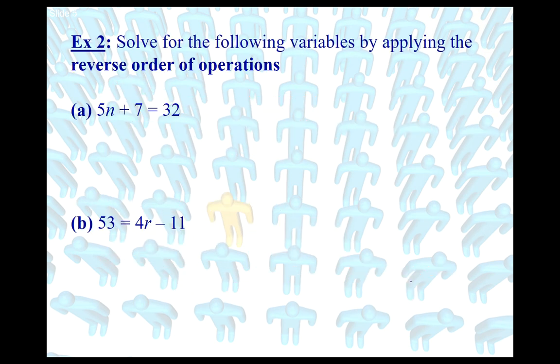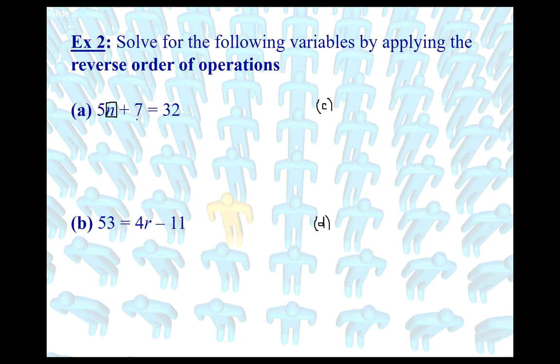Now, what we're mainly interested in is using the reverse order of operations, or the isolation method. I'm going to do C and D here as well. We need to get n isolated. So let's just highlight the n. We've got to get it isolated.